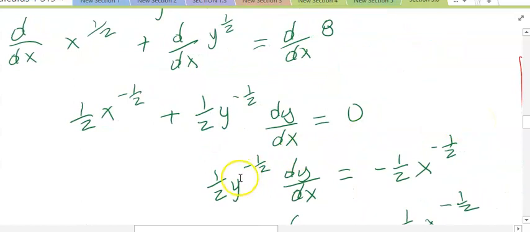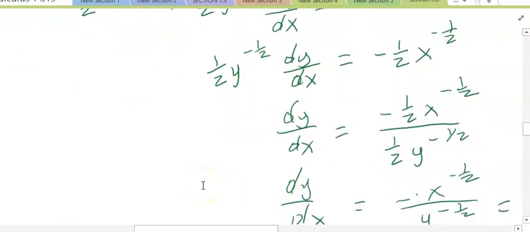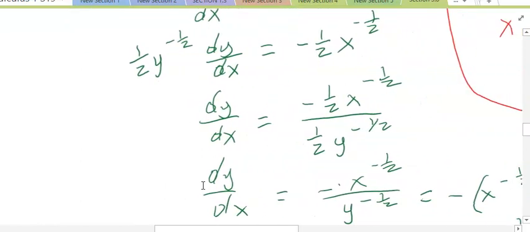So then, just doing some algebra right here, we bring the 1/2 x to the negative 1/2 to the other side, or we subtract 1/2 x to the negative 1/2 from both sides. So we have 1/2 y to the negative 1/2 dy/dx is equal to negative 1/2 x to the negative 1/2, and then divide both sides by 1/2 y to the negative 1/2, and then try to simplify that as much as you possibly can.